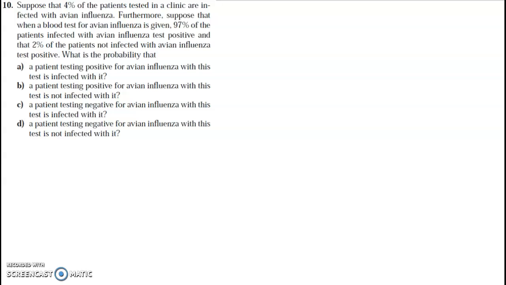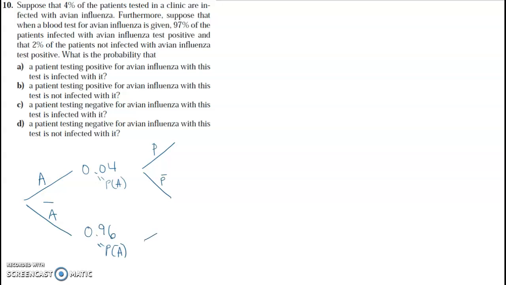First and foremost, we have the case. We can have the avian influenza or not have it. The probability of having it is 0.04, which makes not having it 1 minus 0.04, which is 0.96. So this is P of A, and this is P of not A. From here, it's another positive or negative. So this is positive and negative, and this is positive and negative.